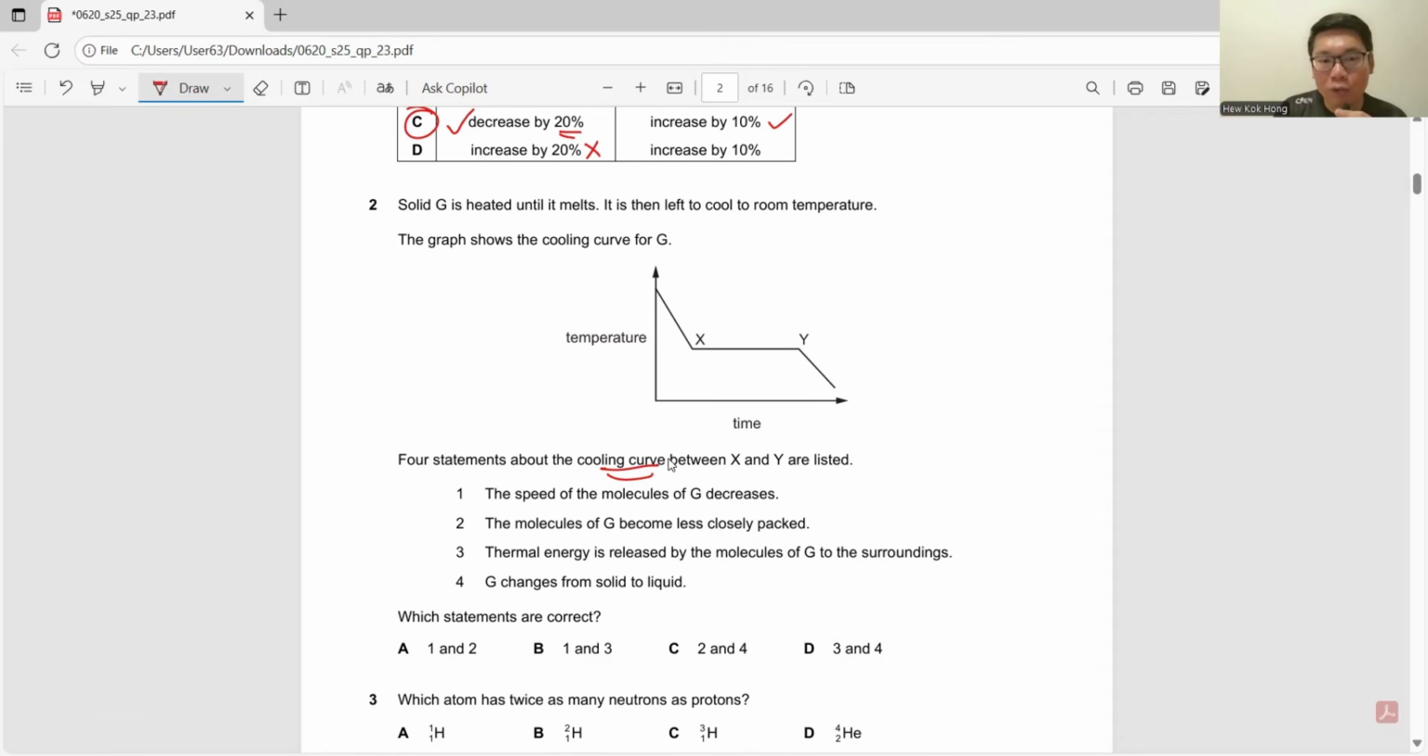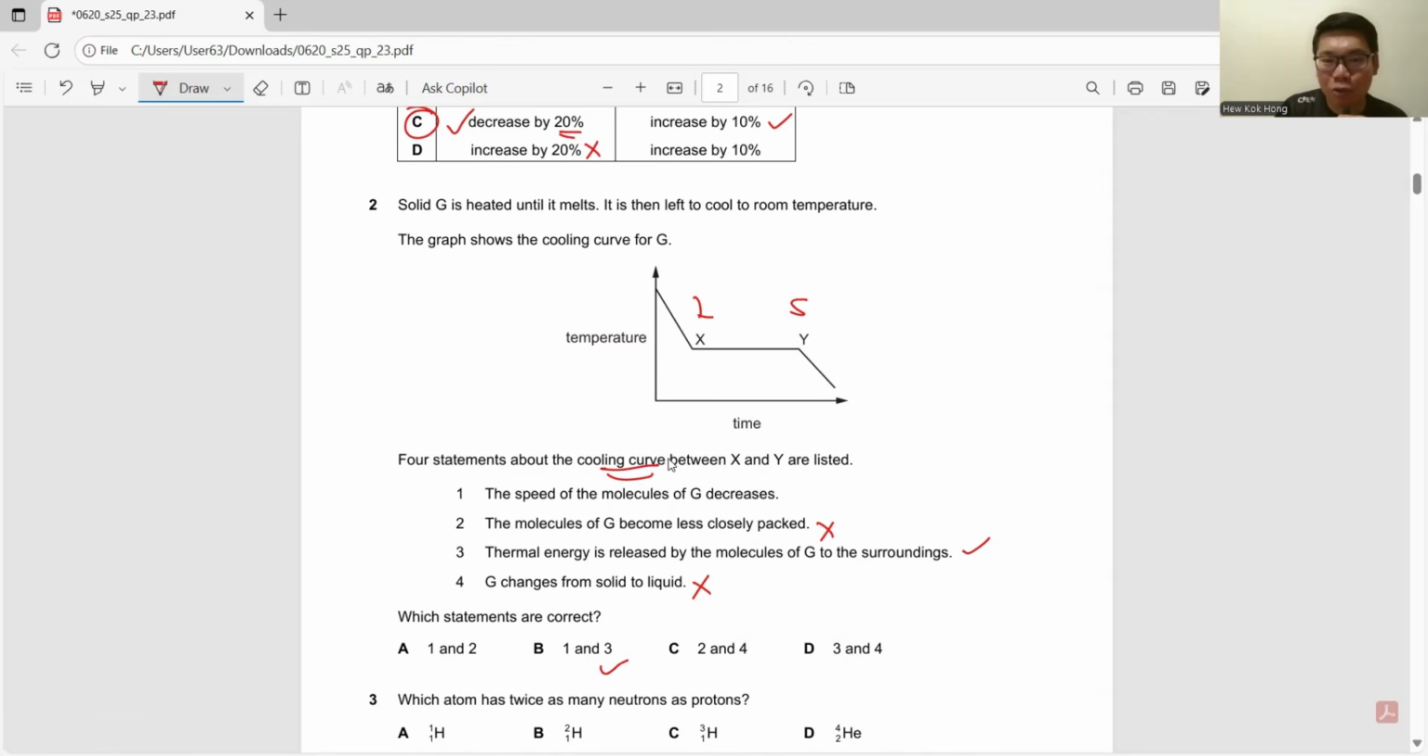Number 2, the molecules of G become less closely packed. No, if we heat it, it will become less closely packed. But here it is cooling, so it will go from liquid to solid. It actually becomes closer and closer. So definitely wrong for number 2. Number 3, thermal energy is released by the molecules of G to the surroundings. Yes, because energy is being released, the temperature does not continue to drop, since the molecules form bonds. That's why heat is released. And then number 4, it says G changes from solid to liquid, which is very wrong. It's from liquid to solid.